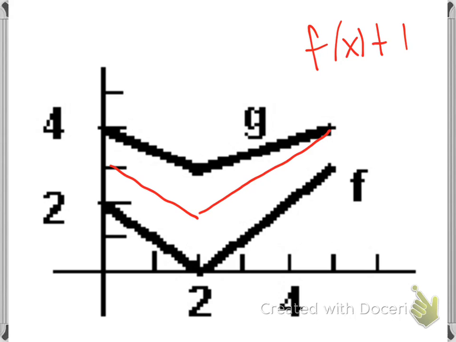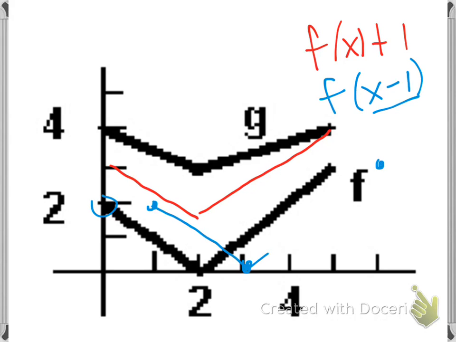And now I'll use a different color. The next question is f of x minus 1. Remember, that's a shift horizontally, and it's kind of backwards from what you normally think. That's a shift to the right. It used to be that this point was when x was 0. Now, to make 0 the input, I would need x to be 1. So I move it over here. So this will move over 1. This will move over 1. It's going to look like this. Okay, so I shifted the whole thing to the right.